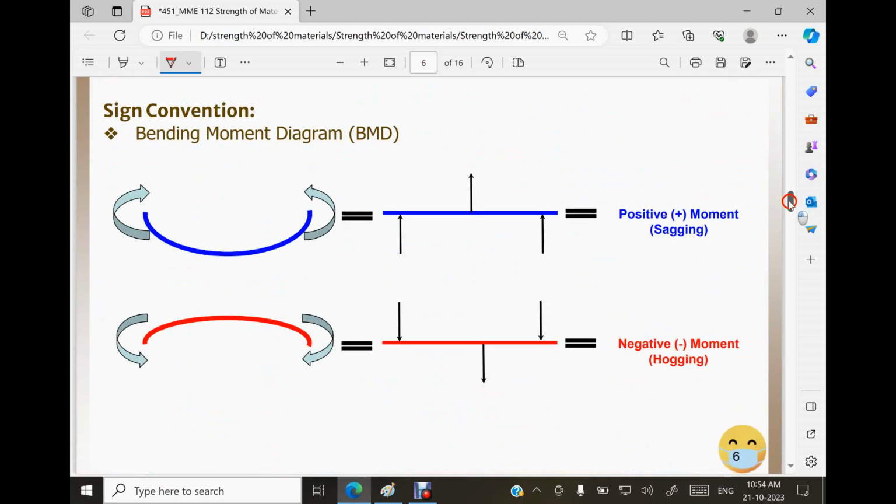Now let us go for the sign convention of bending moment. Anything which is, whether it is on the right side of the section, first let me draw the section. Okay. This is my section.